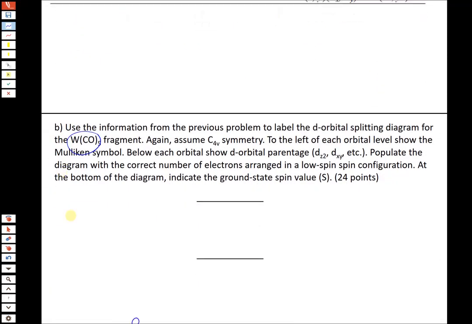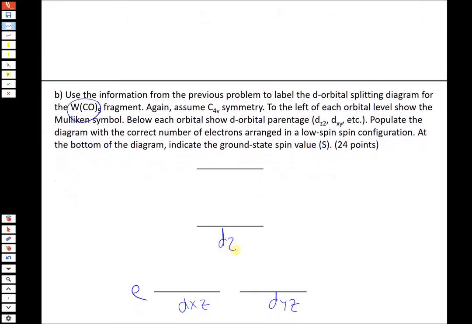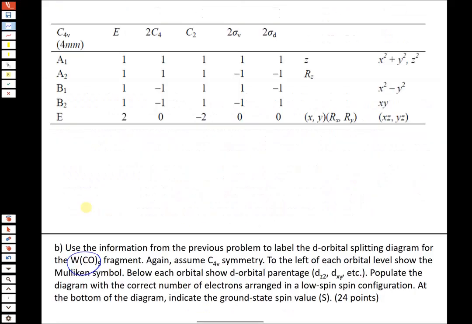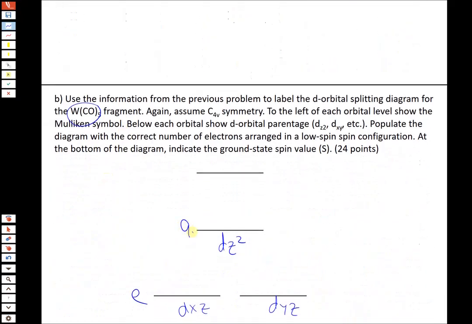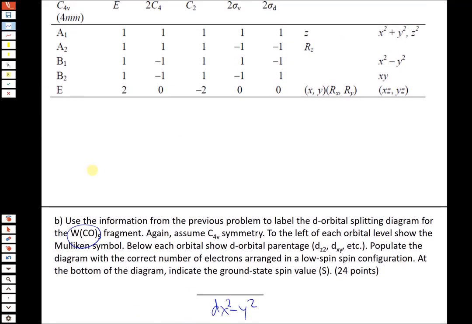Okay, so we're going to have dz squared here. We've removed the ligand from the z-axis. That's one that's going to be a little bit lower in energy now. And the Mulliken symbol for z squared is a1. Highest energy is dx squared minus y squared for the full 4 e sigma. And that's going to have a Mulliken symbol of b1.